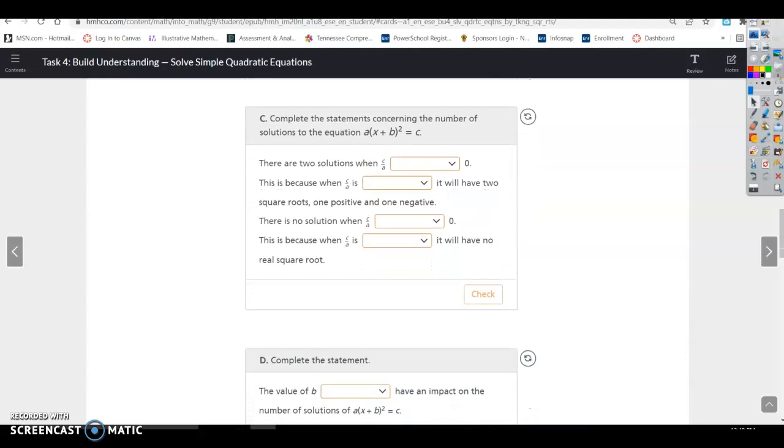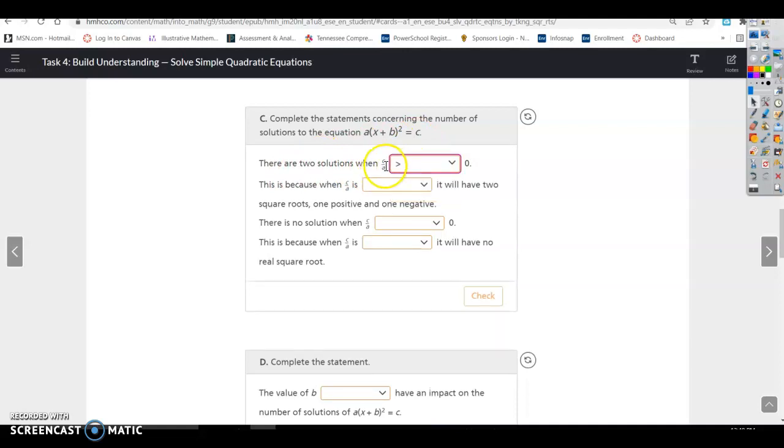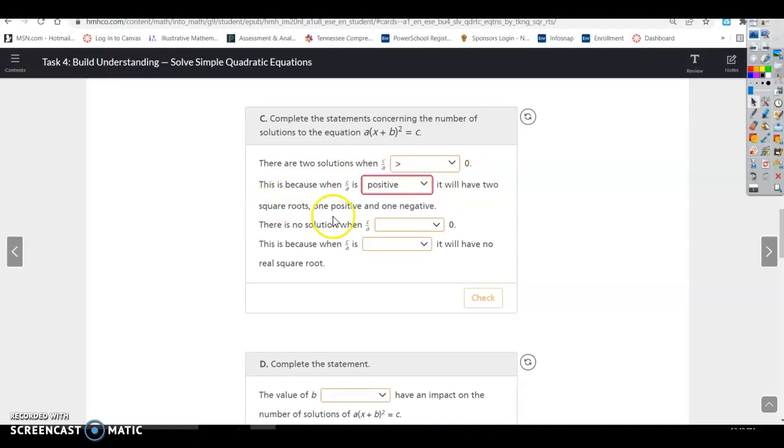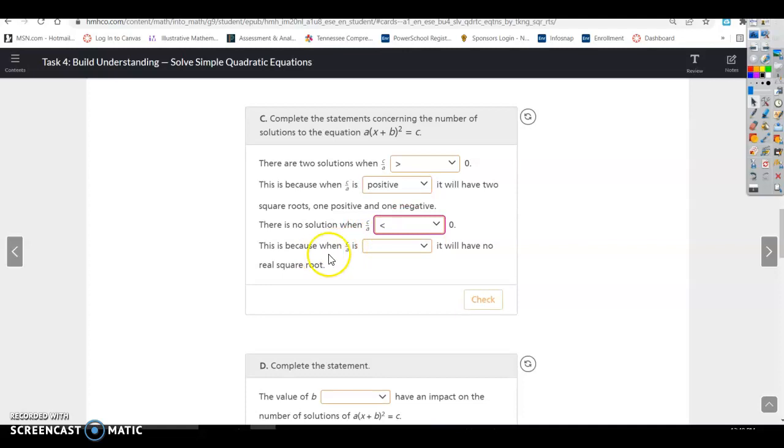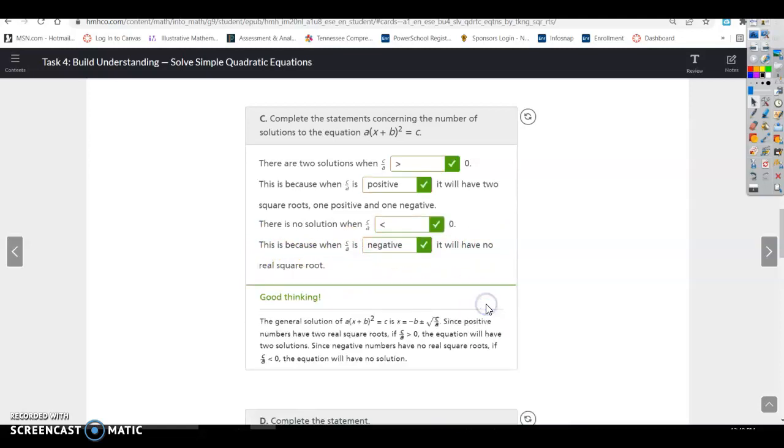Alright, complete the statements concerning the number of solutions to the equation a times (x plus b) quantity squared equals c. There are 2 solutions when c over a is greater than 0, so when it's positive. This is because when c over a is positive, it will have 2 square roots, one positive and one negative. There is no solution when c over a is less than 0, or negative. This is because when c over a is negative, it will have no real square root, so no real solutions.